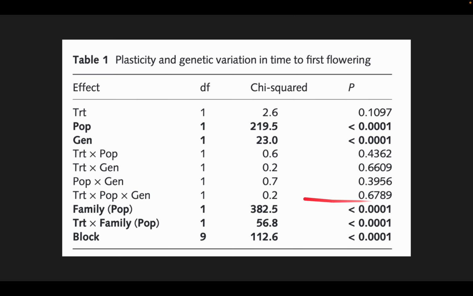And this was further supported by Table 1, which showed that because the treatment had a random p-value, it meant that the treatment showed no correlation with plasticity. So plasticity was not present, whereas for population and generations, there was a correlation. That means that there had to have been some sort of evolutionary adaptation there.